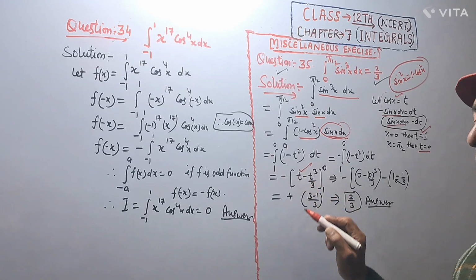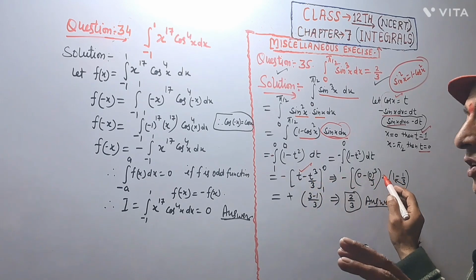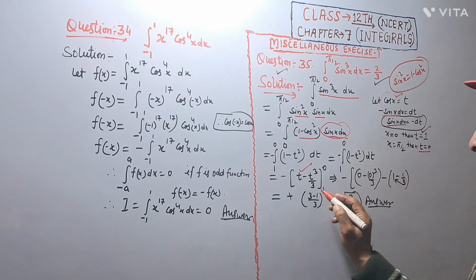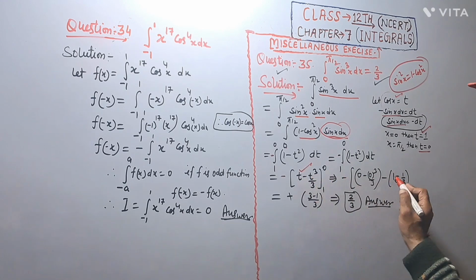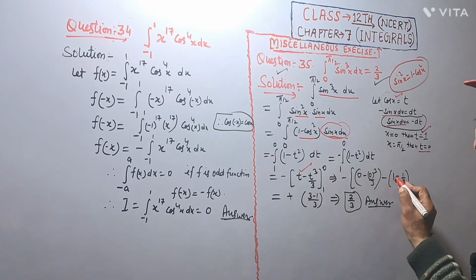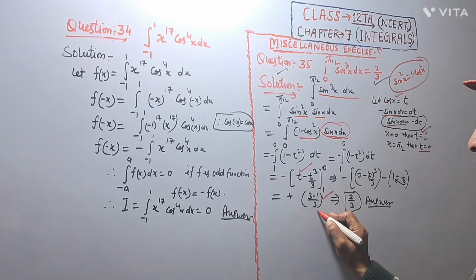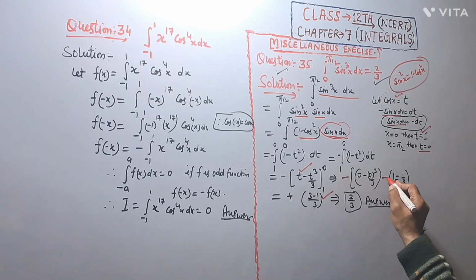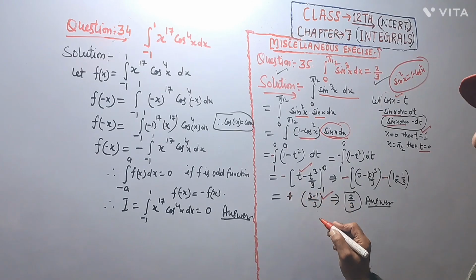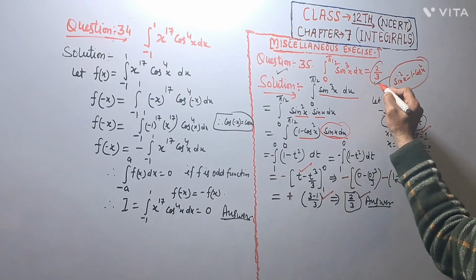Then upper limit is 0, and we put t as 0, 0 minus 0 cube upon 3 is equal to 0, minus times of, then lower limit is 1, t is 1, 1 minus 1 cube upon 3, that is equal to 1 minus 1 upon 3, which is 3 minus 1 upon 3. This minus multiplied by the negative sign will be positive, and 3 minus 1 is equal to 2, so 2 upon 3, that is our right hand side answer.